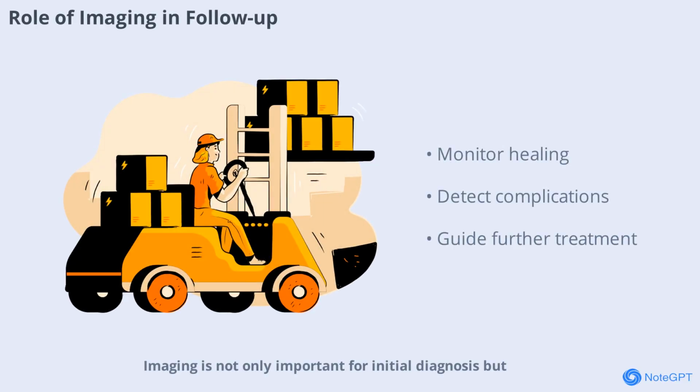Imaging is not only important for initial diagnosis, but also for monitoring healing and detecting complications after surgery. MRI can assess tendon integrity and healing, while ultrasound can evaluate dynamic function and identify persistent snapping or friction syndromes. Regular follow-up ensures that recovery is on track and allows for timely intervention if problems arise.